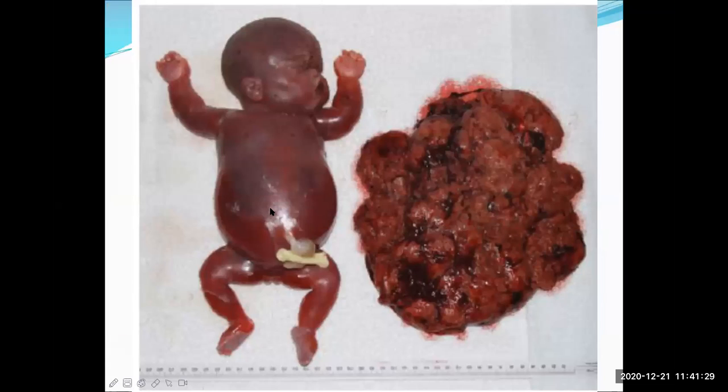Now, look at this another picture of a baby. Again, hydrops fetalis, and even the placenta is edematous in this case. This is placenta. These are called cotyledons. Okay, cotyledons. They are also shown.